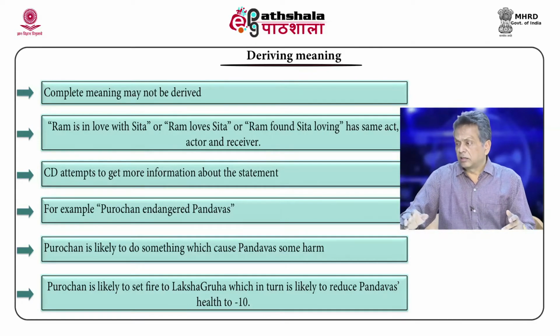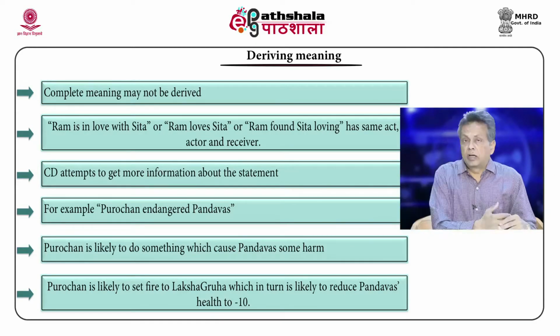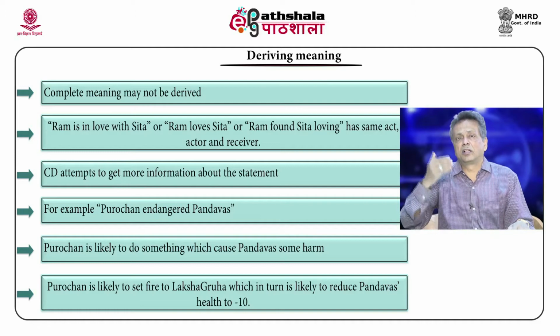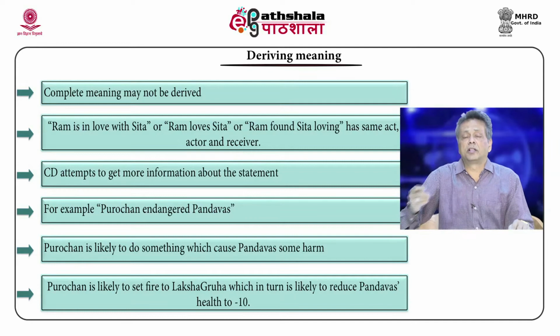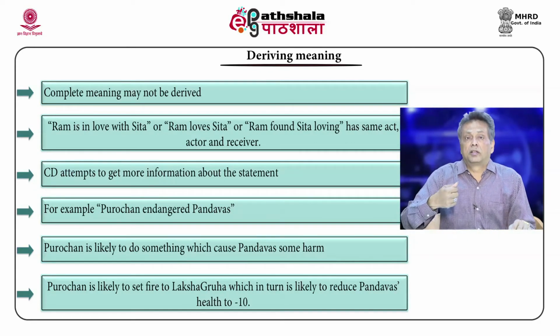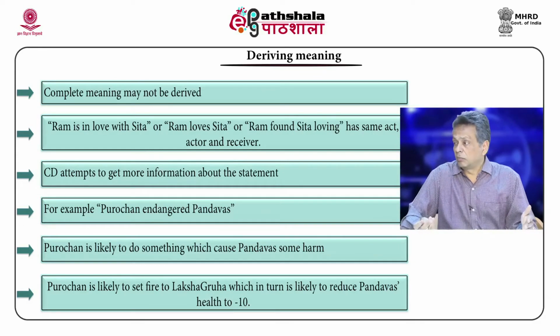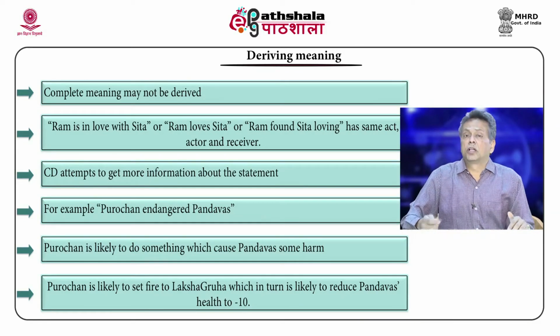So, these are the things which are very important in CD. What you are supposed to do is to derive meaning out of that statement. Whenever a statement is presented, the first job in converting it into CD representation is to derive meaning out of that statement, and once the meaning is derived, that is what is represented. There are a few statements like I just talked about: Ram is in love with Sita, Ram loves Sita, Ram found Sita loving. All these statements will have the same representation, and many times CD attempts to get more information out of that statement.